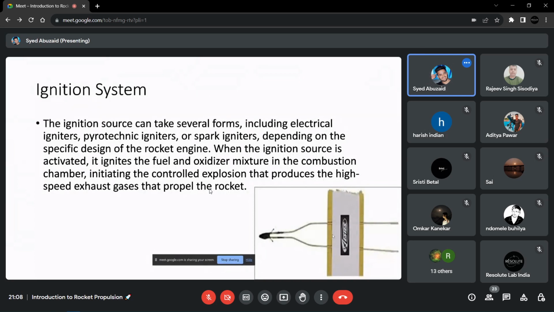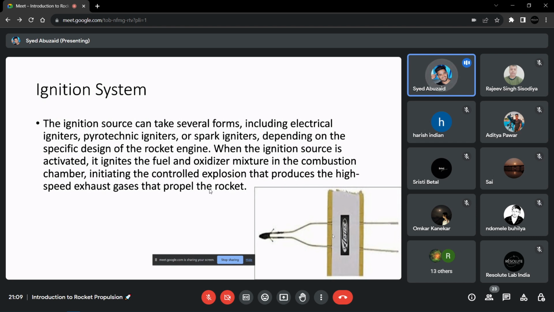Electrical igniters and pyrotechnic igniters, which I have already told you about. A spark igniter is also called a pyrotechnic igniter. Nowadays in aircraft they produce a small flame, and we use those kinds of igniters in liquid propulsion systems also. Depending on the specific design of the rocket engine, when the ignition source is activated, it ignites the fuel and oxidizer mixed in the combustion chamber, initiating controlled combustion and producing high speed exhaust gases that propel the rocketry.